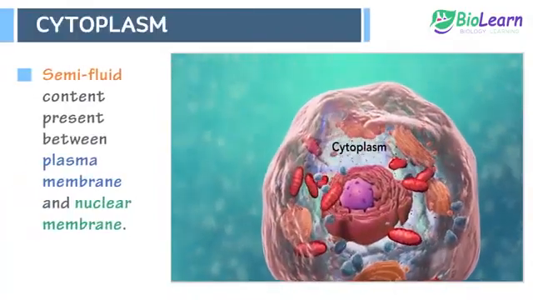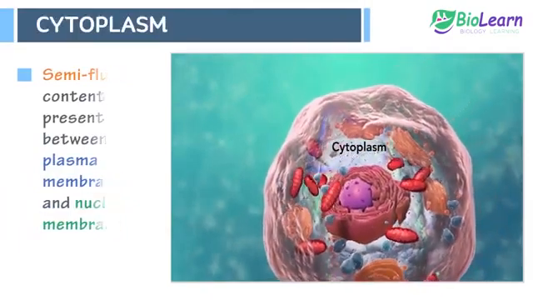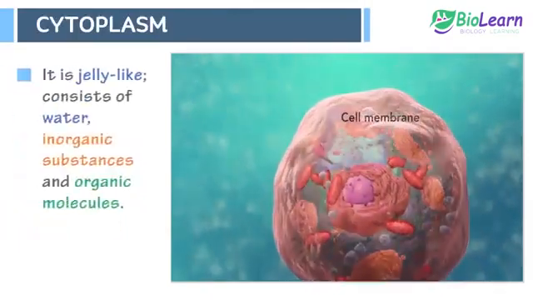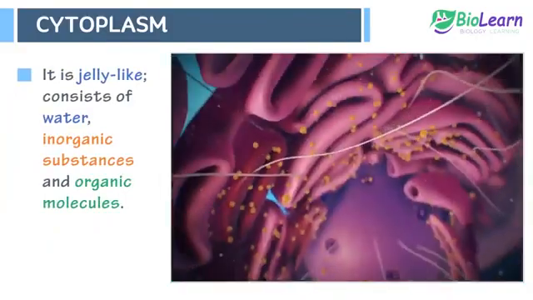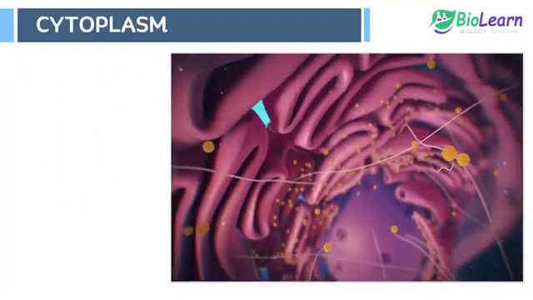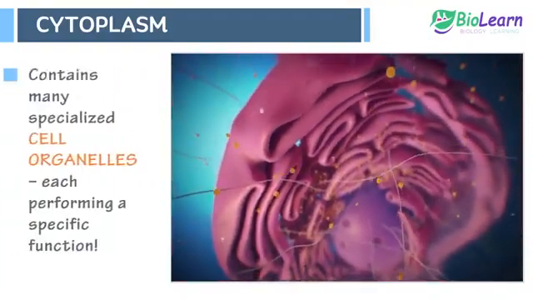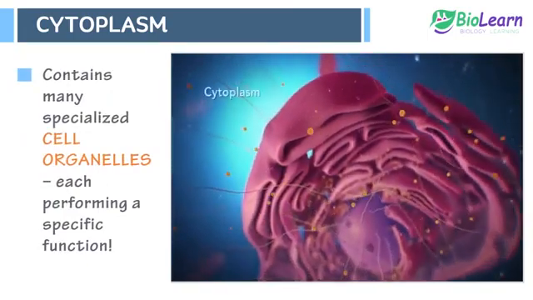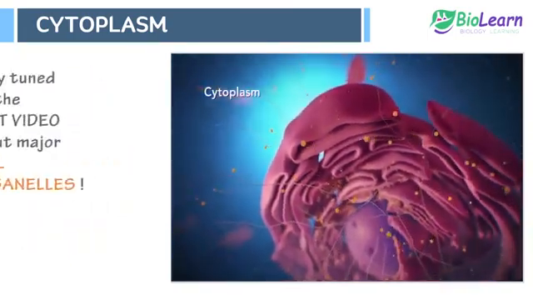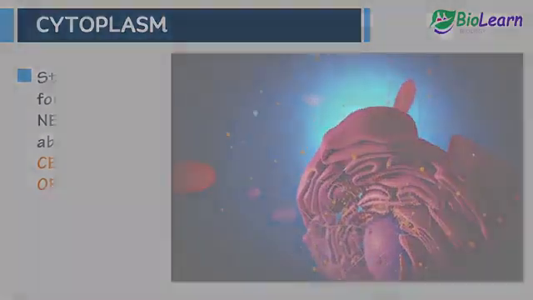Cytoplasm is the semi-fluid content of the cell present between the plasma membrane and the nuclear membrane. It is jelly-like, consisting of water, various inorganic substances and organic molecules. Many chemical reactions take place in the cytoplasm. It also contains many specialized cell organelles, each of which carries out a particular function. We will take you through a journey of various cell organelles in the next video.